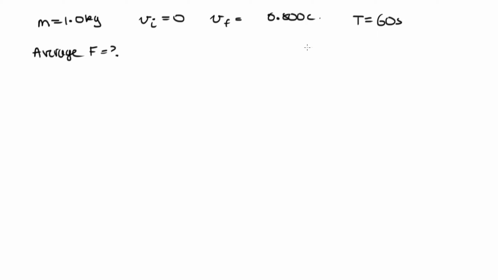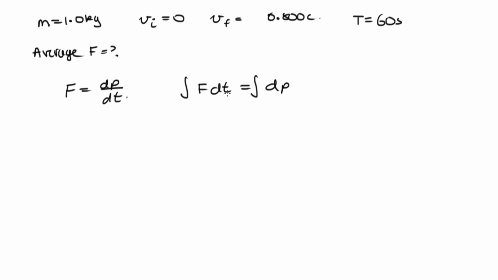So to calculate the average force, we can just assume that there's a constant force acting on this particle to get it up to this speed in this time interval. So we know that force is equal to dp/dt. So we can write this as F dt is equal to dp, and then we can integrate both sides.